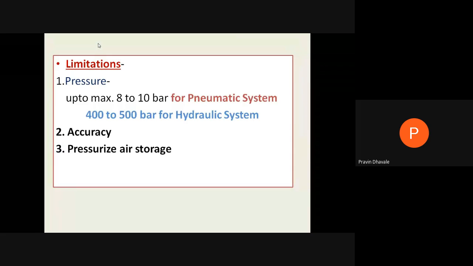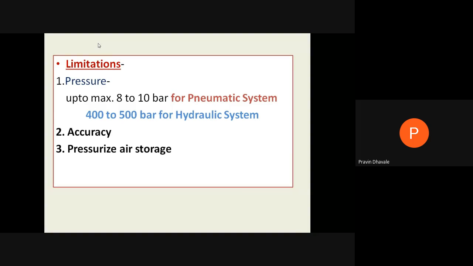Now, what are the limitations? By using pneumatics, we can use the pneumatic system up to a maximum pressure of 8 to 10 bar, so there will be limitations. If you are considering accuracy, there will be a possibility of air leakage, so it may adversely affect the accuracy of performance as compared to the hydraulic system.